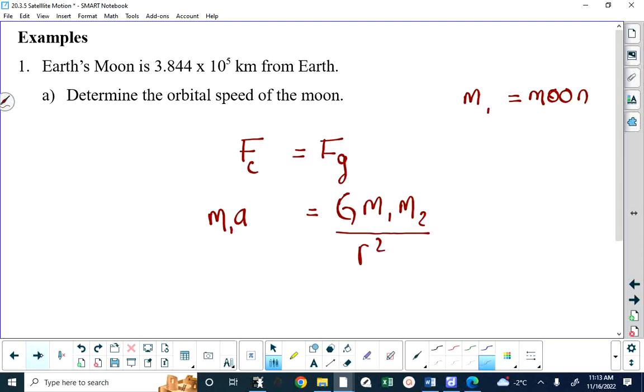So, by the way, I'm going to add that in now. I'm going to put a subscript for the acceleration and say it's centripetal. And the reason why, when you look at this problem, you go, well, I don't even know the mass of the moon. How can I answer it? You know what? The mass of the moon doesn't matter.